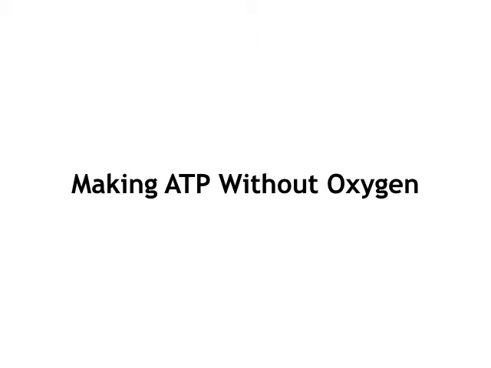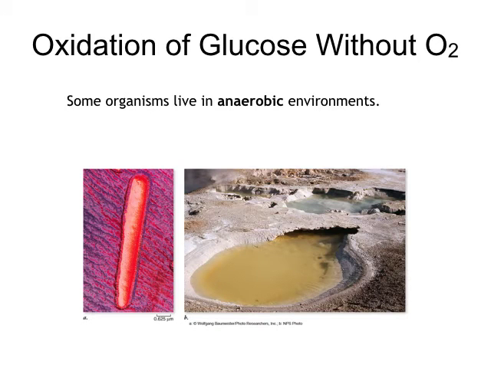So we've basically finished all of cellular respiration, which is how the cell makes ATP. It uses cellular respiration, which is this four-step process, and we looked at specifically aerobic cellular respiration, which needs oxygen. So now we're going to look at how cells make ATP in the absence of oxygen. There are several organisms that live in anaerobic environments, which means environments that do not have oxygen. So the question is, how do these organisms oxidize glucose if there's no oxygen to oxidize?